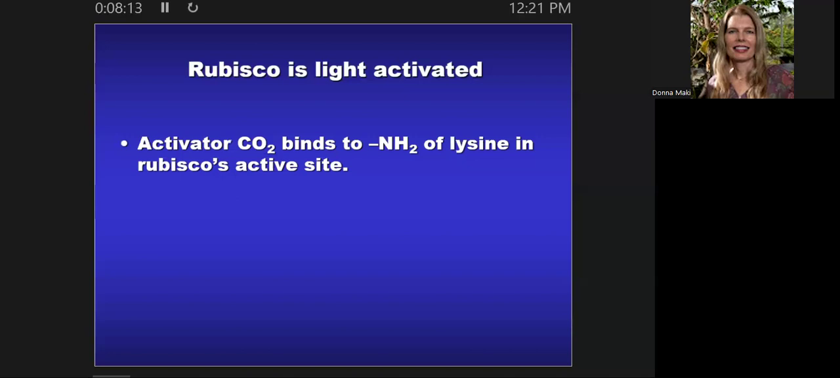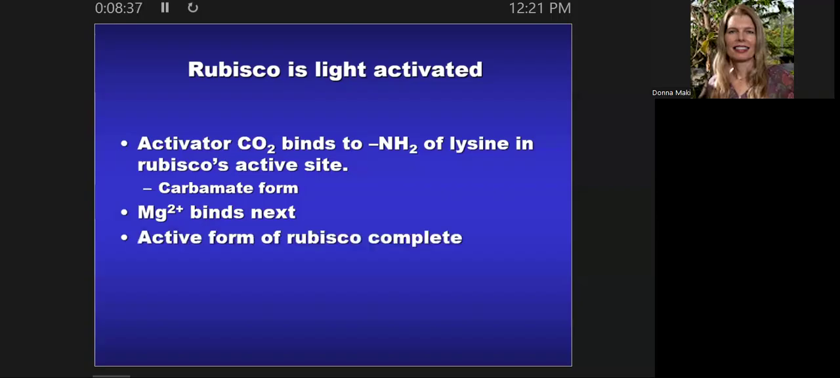And once this second CO2 comes in and binds to that lysine, then they refer to Rubisco as the carbamate form. Okay, so that second CO2, that activator CO2, comes in. Then the next thing that happens is magnesium comes in and binds to that activator. Then Rubisco is fully active. So if you don't have this happening, Rubisco is not going to do its job.